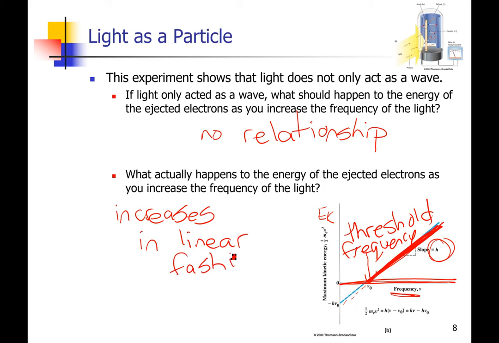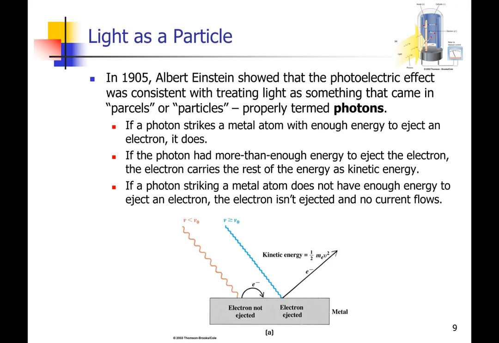So this was also inconsistent with the wave model of light. And so Einstein was the one who was smart enough to take all of this experimental data and come up with an alternative model for the way in which light was behaving in this experiment. And what he suggested was that the light was essentially functioning as tiny little packages of energy, which he termed photons.